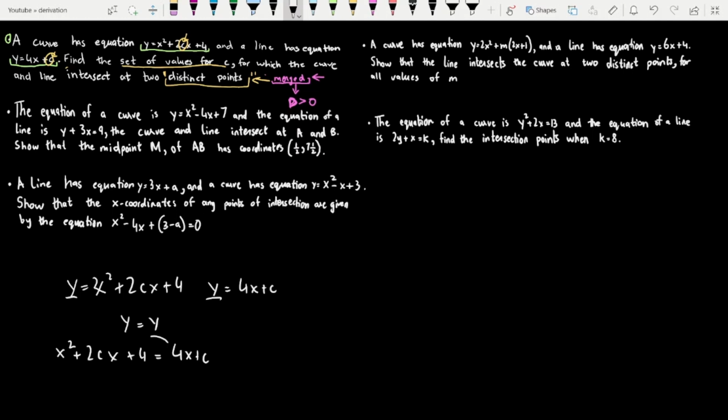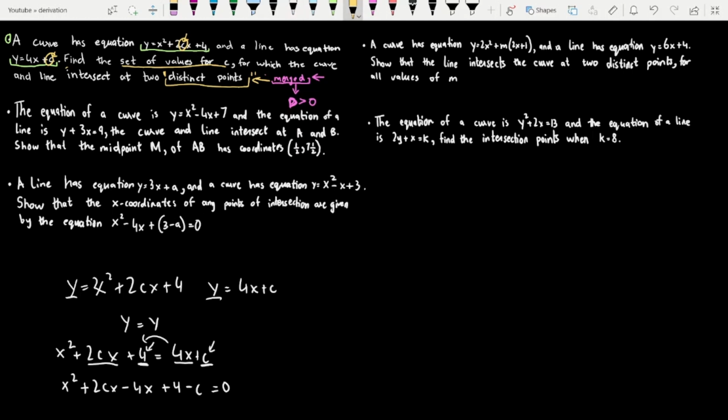Right, and now let's just bring all of this over to the other side. So we are going to have x squared plus 2cx. I'm going to place this x term with this x term, so this is going to be negative 4x. And I'm going to place this c term with this constant. This c is a constant term. It doesn't have an x with it. So I'm going to place it with this constant term 4, which doesn't have an x with it. So plus 4 minus c is equal to 0.